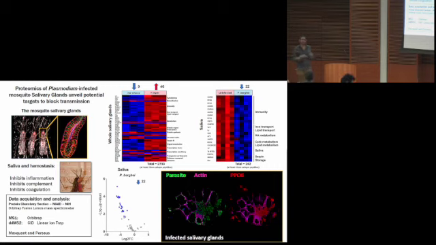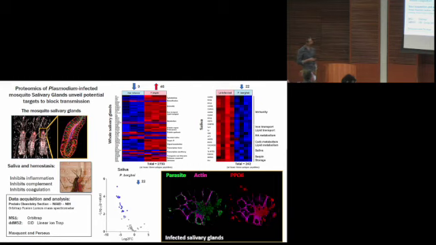Okay, so I collect saliva from 100 mosquitoes, and then I analyze these samples, okay? So which proteins are disappearing? When you look into the list of the proteins that are disappearing, it's very interesting. The proteins that are upregulated are essentially being depleted in the saliva.